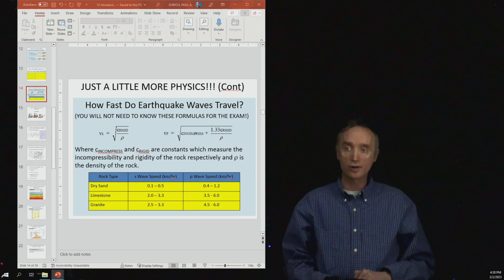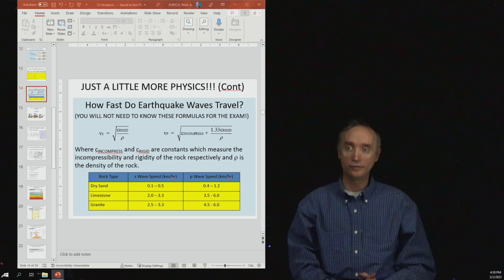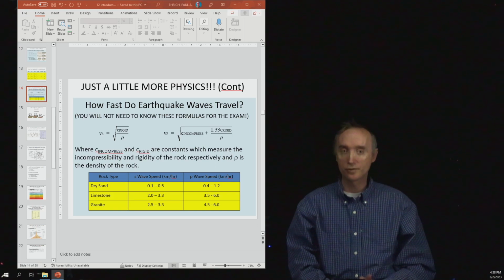Okay, so here are just some examples of the speed of certain waves. For dry sand, the speed of an S wave is between 0.1 and 0.5 kilometers per hour. Okay, now let's look at the P wave. Now, do you notice something about those numbers? So for the P wave for sand, it's 0.4 to 1.2 kilometers per hour.